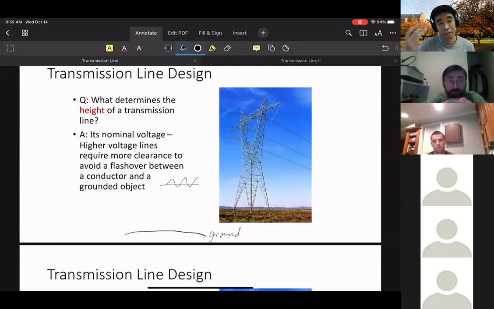And generally the higher the voltage, the higher the line you need to put. Again, there are standards you can look up. So we won't do the calculation with the height, but if you want it, you can look up tables. It'll tell you how far it should clear. And this has to do with the humidity of the air and different kinds of things. But this is a general consideration for the height of the transmission line.